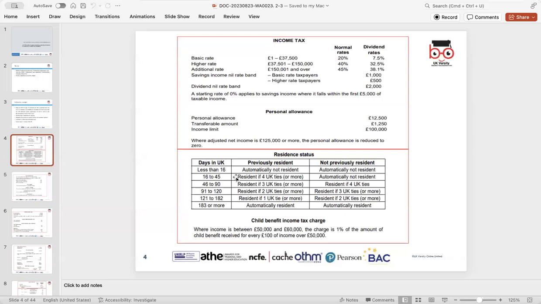So, lastly, we have the child benefit income tax charge, which applies to individuals with an income range of 50,000 pounds to 60,000 pounds. In this income range, a charge of 1% of the amount of child benefit received is imposed for every 100 pounds of income over 50,000 pounds. Any questions so far? If anyone's there.